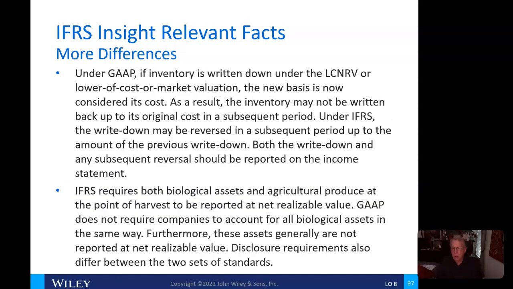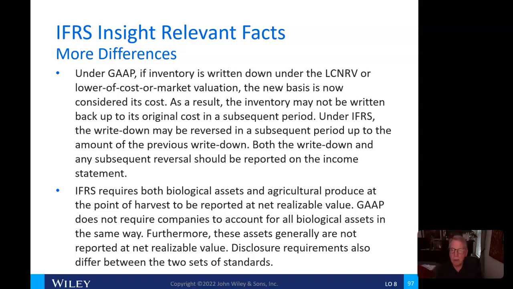More differences. Under GAAP, if inventory is written down under lower of cost or net realizable value or lower of cost or market valuation, the new basis is now considered its cost. As a result, the inventory may not be written back up to its original cost in a subsequent period. Under IFRS, the write-down may be reversed in a subsequent period up to the amount of the previous write-down. Both the write-down and any subsequent reversal should be reported on the income statement.